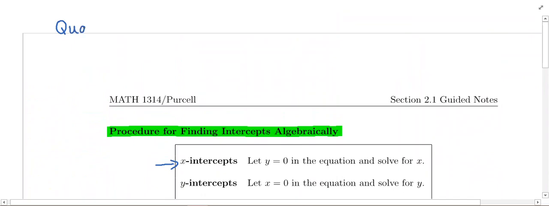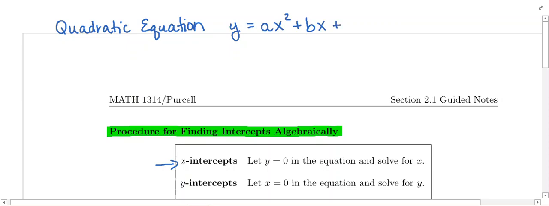So from the get-go, I want you to be reminded of what a quadratic equation is. When you look at it, the highest power of x is the second power. So a quadratic equation has the format y equals a number times x squared plus or minus another number times x plus or minus another number. So x and y are the variables. A, b, and c are just numbers.